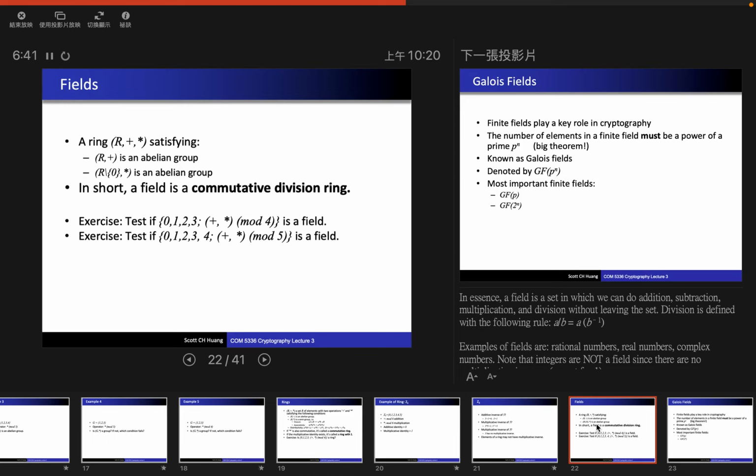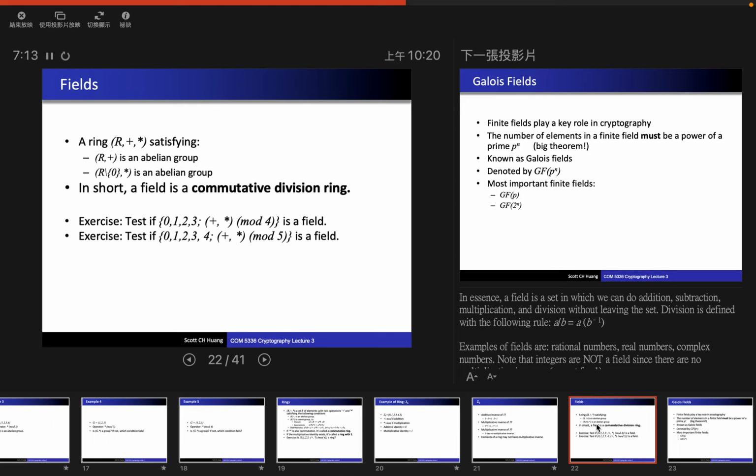So if you multiply by 1, that is okay. Multiply by 2. 2 times 2 is 4. 2 times 3 is 6, mod 5 is 1. So in other words, 2 and 3 are inverse of each other. And then 2 times 4 is 3.